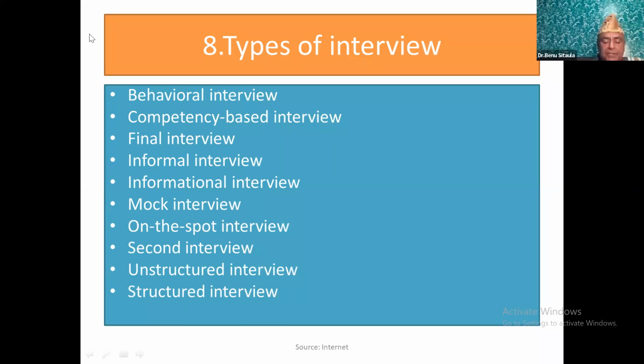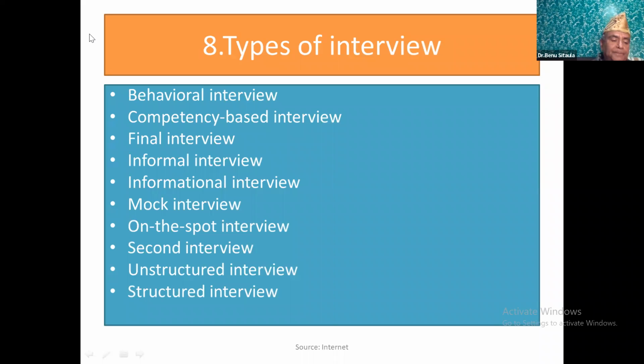A mock interview is a practice interview where you can work on your interviewing skills and receive feedback. Most people do mock interviews with their friends, relatives, seniors, family members, mentors, and counselors, so that they can prepare for the interview.